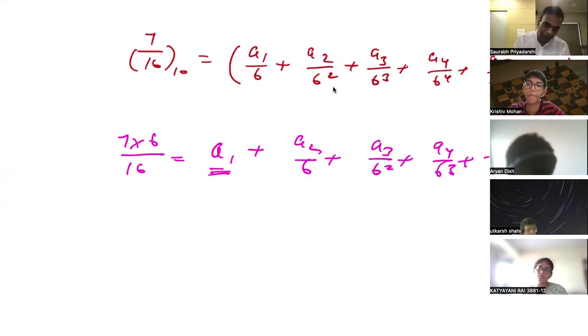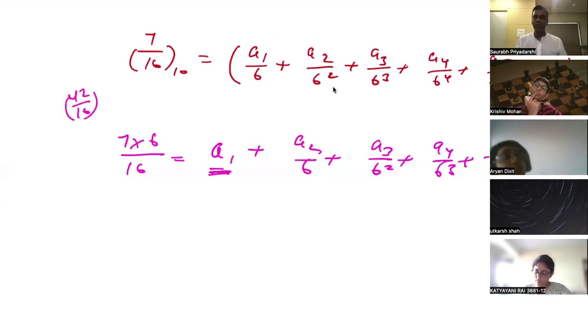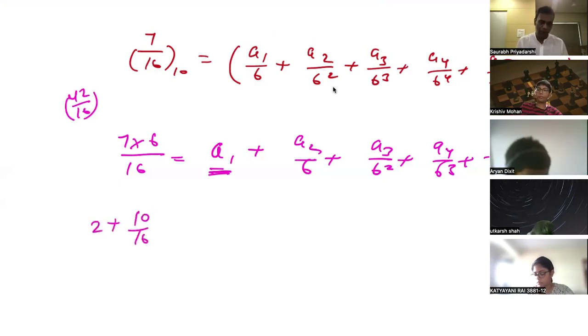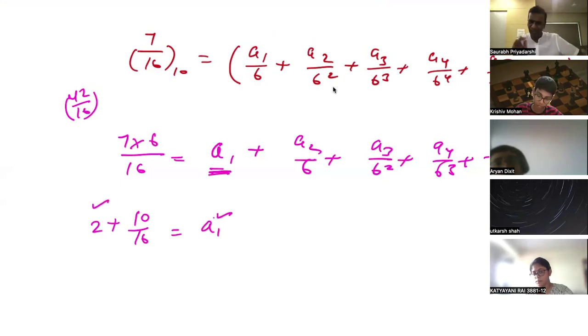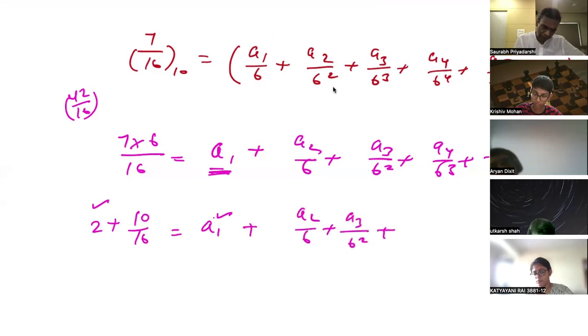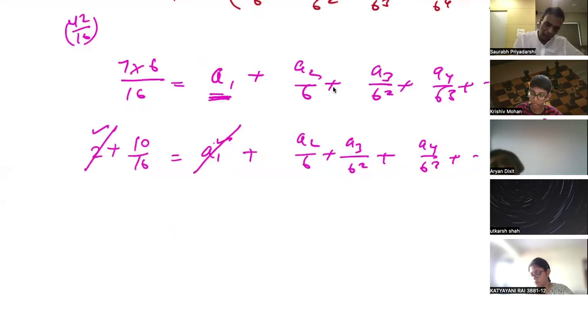This number will be the integer and everything else will be fraction. So 42 by 16, 42 by 16. What number are we getting? Plus 10 by 16. Is this okay? So I can directly say this value, 2.625, not in point form. Plus A2 by 6, A3 by 6 square, A4 by 6 cube, and so on. So directly I can say A1 is equal to 2.